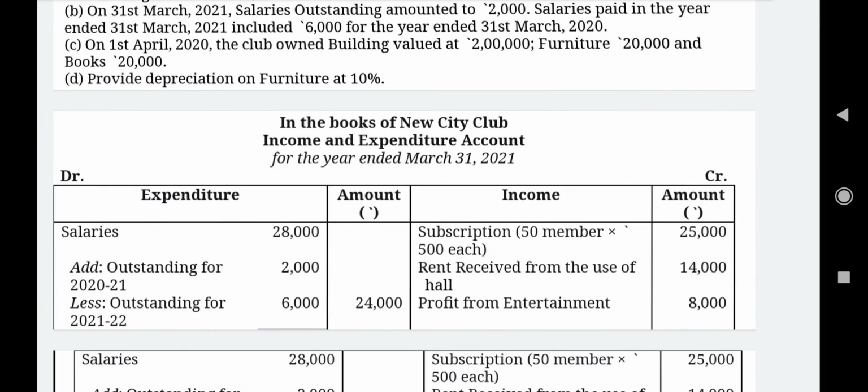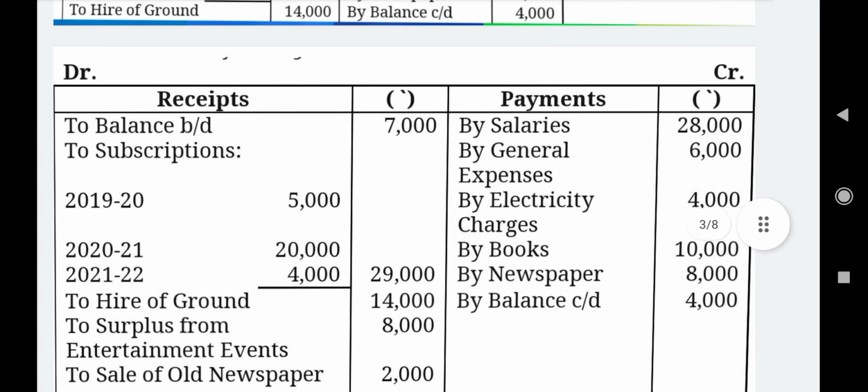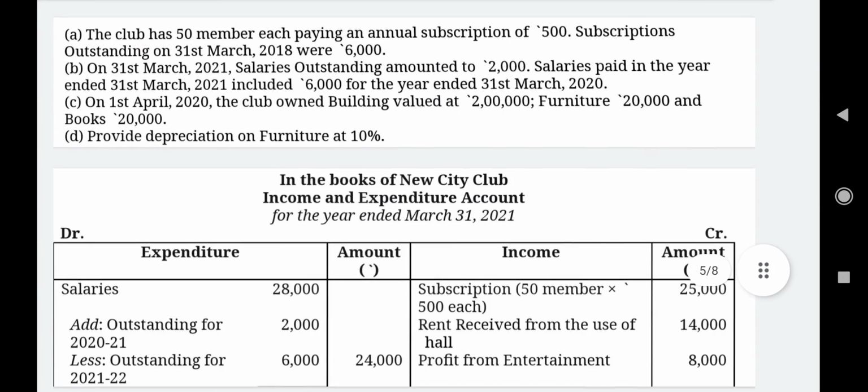Your pro forma: in the books of New City Club, income and expenditure account for the year ended 31st March 2021, with your two sides, debit and credit. Debit has the expenditure and credit has the income. Now on the expenditure side, first you go by the payments. From the question, you have salaries of 28,000.